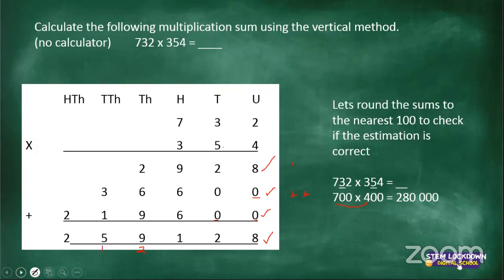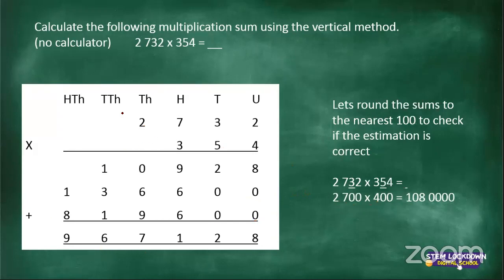Okay, so we're going to now move on to a 4 by 3 digit. So a 4 by 3 digit is 2,732, and we're going to multiply it with 354. So now sometimes in your examinations, they ask you, even though they give you one sum, they can test you on 2 operations together. So your 2 operations together would be, first they ask you to either estimate or to round off. So if they say estimate the following answer to the nearest 100, you know that you must round it off.